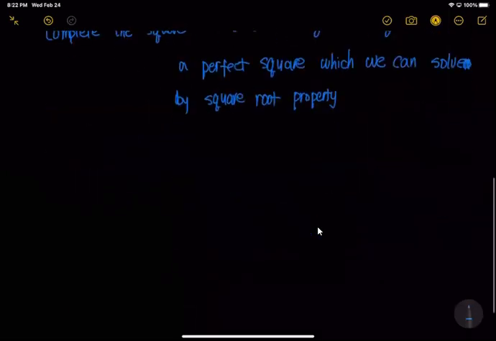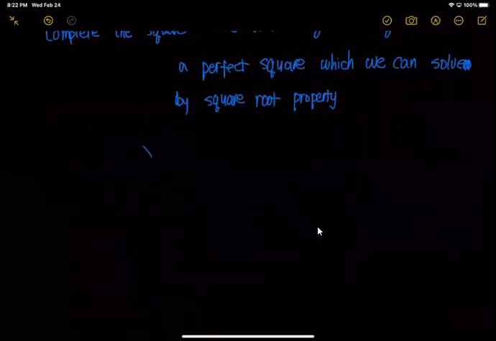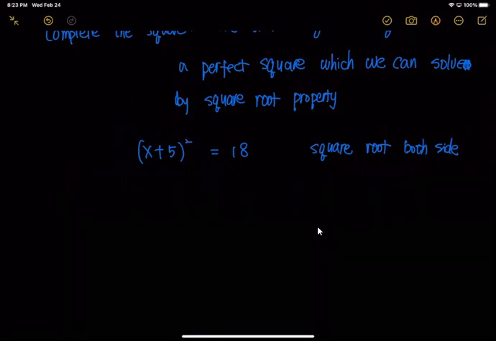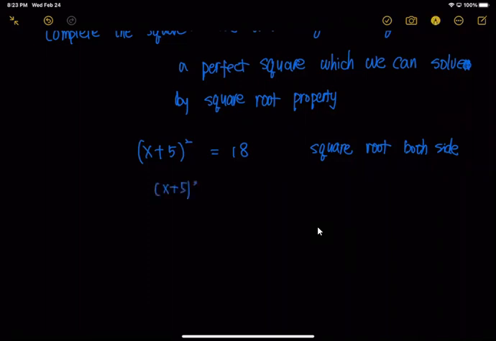So now let me give you an example. Let's do some review. What is the square root property? If you have (x plus 5) squared equals 18, what you do is you take the square root of both sides. And remember, since this is an even index, that means we have a positive and negative solution. When you take the square root, I have positive and negative square root of 18.